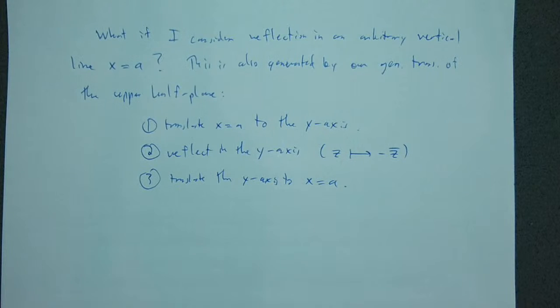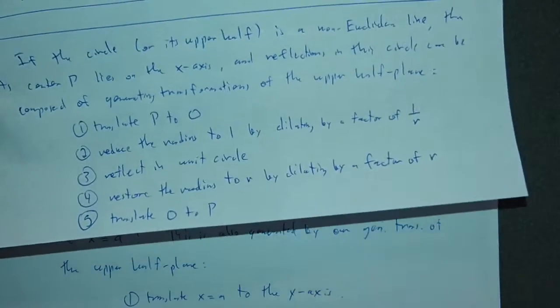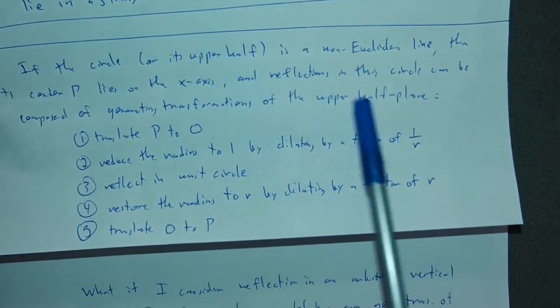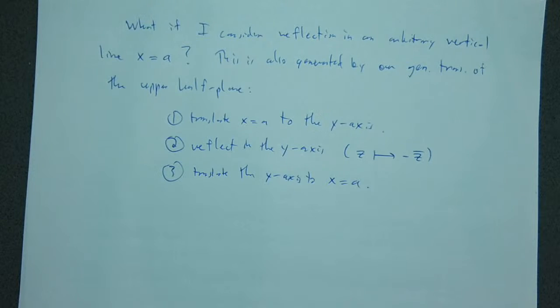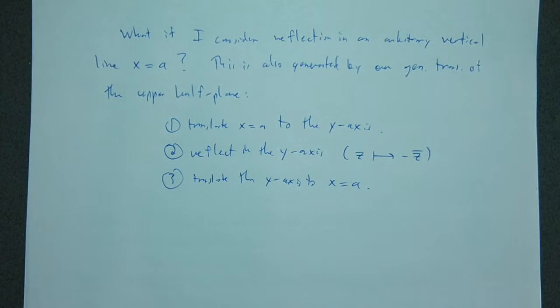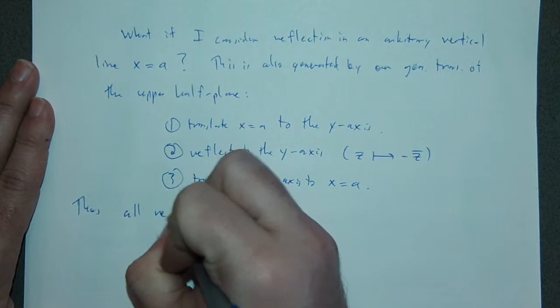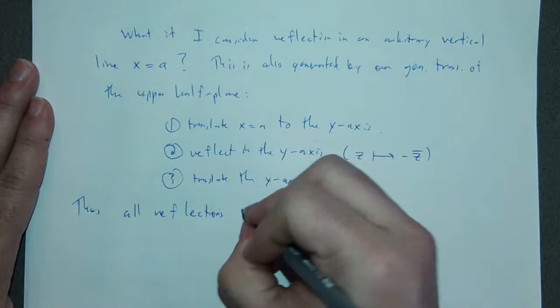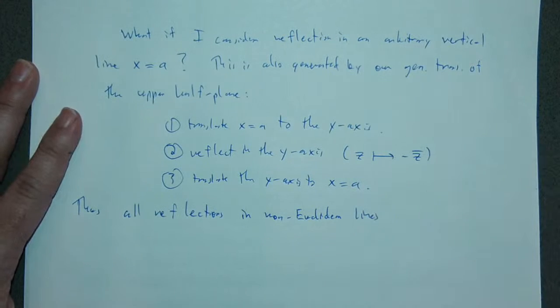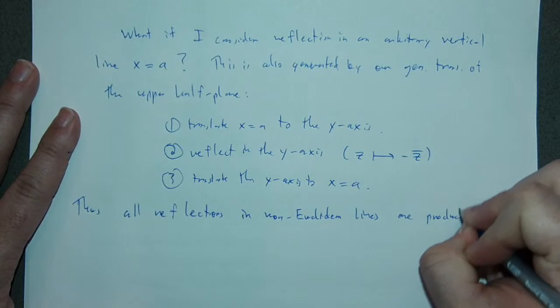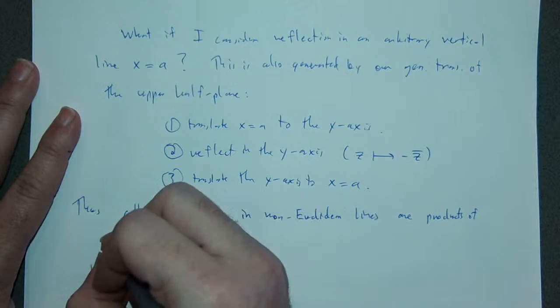Right. So what did we show with these two considerations we made? So first, reflection in a non-Euclidean line that is a semicircle is actually generated by these transformations of the upper half plane. And similarly, reflecting in a non-Euclidean line that is the only other way that a non-Euclidean line can look, which is when it's a vertical line, can also be viewed as being generated by those generating transformations for the upper half plane. Thus, all reflections in non-Euclidean lines are products of generating transformations of the half plane.